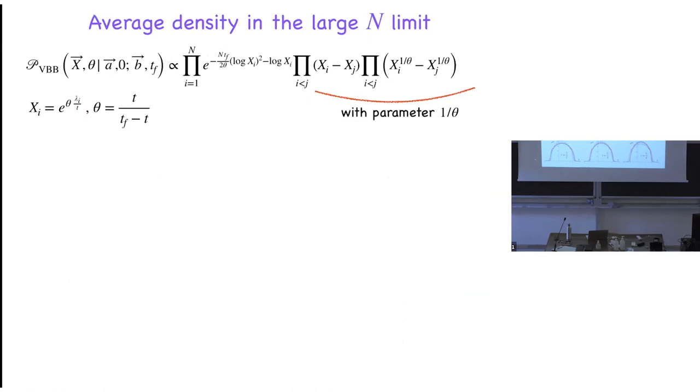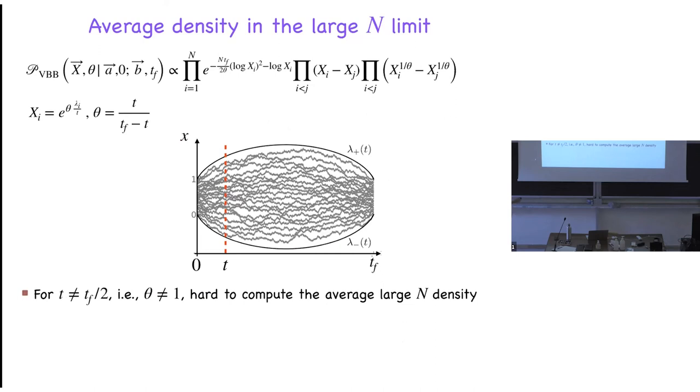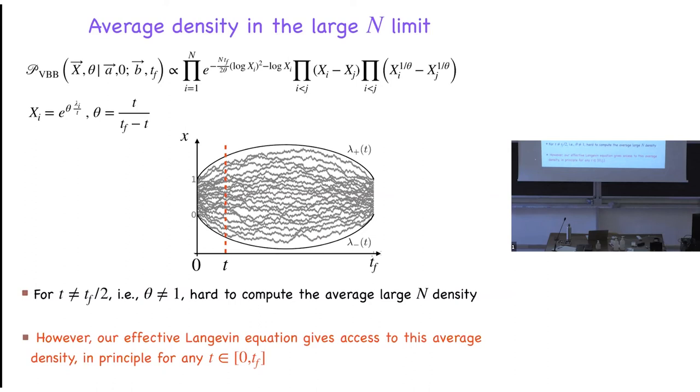Okay, so what we want to do is, how do I get this density profile? How can I get that? As I said, tf equal half is a special case because it has a simple orthogonal structure, which has been studied in the past. And what we are able to do is basically to compute that for any time T. So let me just sketch how we do that.